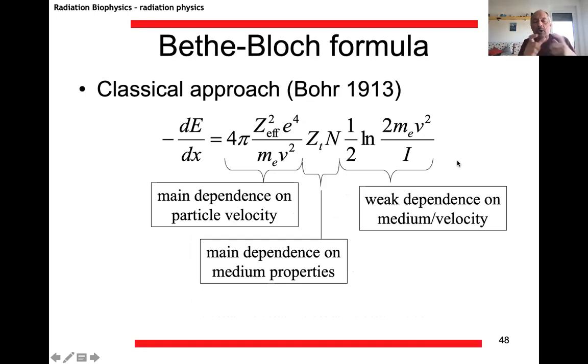Now, the Bohr formula has been reformulated many times. This is still the Bohr formula, the classical approach, only written in a slightly different way that shows you the dependence on the velocity, the dependence on the target, and the logarithmic term.